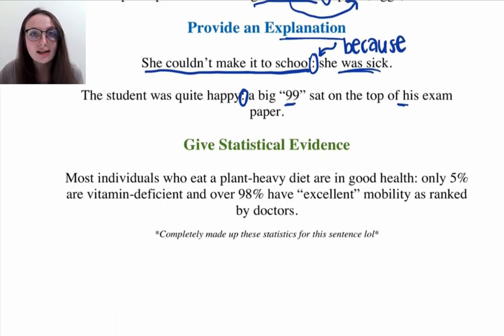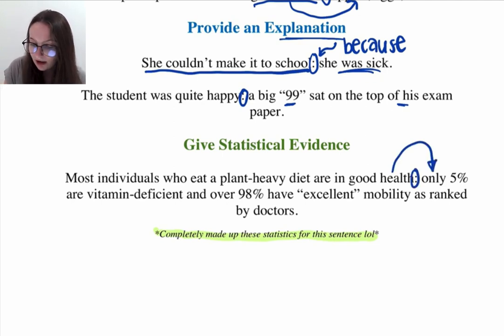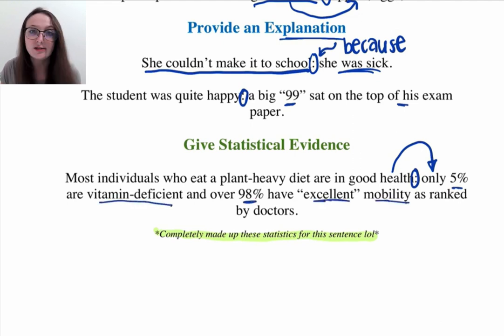And the third is that a colon is an opportunity to give statistical evidence to back up a claim that you've already made. Just to be clear, I am not a doctor. I'm completely making up these statistics for your learning experience here, so don't quote me on any of this. It says most individuals who eat a plant-heavy diet are in good health. Now we're going to present the statistical evidence in support of that claim: only 5% are vitamin deficient and over 98% have excellent mobility as ranked by doctors. So we're providing the statistical evidence in support of that claim.